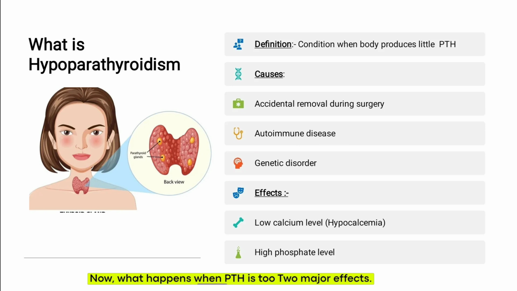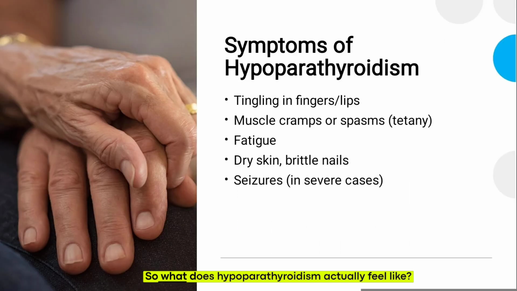Now, what happens when PTH is too low? 2 major effects. 1. Your calcium levels drop, that's hypocalcemia, and 2. Your phosphate levels rise. Both of these imbalances can affect your nerves, muscles, and bones. So what does hypoparathyroidism actually feel like?